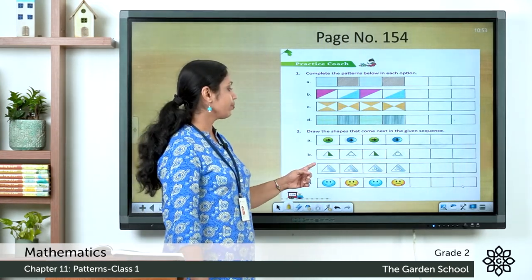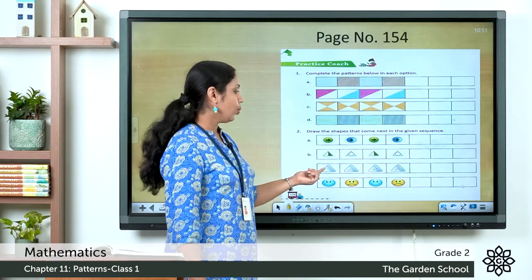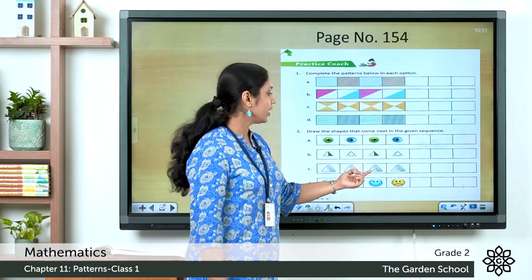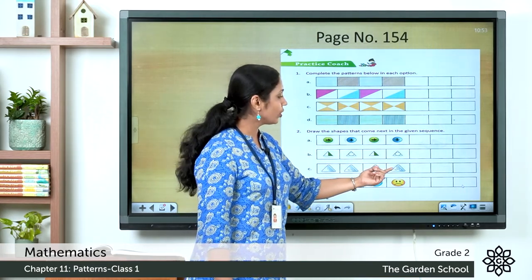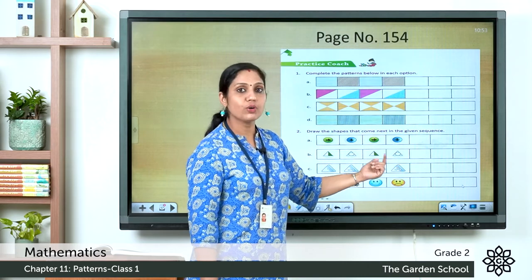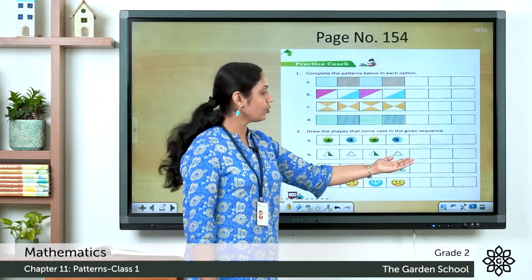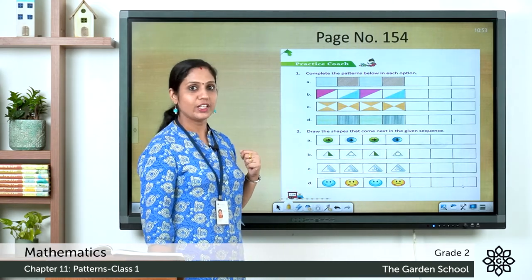Third, you can see in a triangle one circle is there. In the second picture you can see two circles. In the third you can see three circles. In the fourth you can see 1, 2, 3, 4 circles. So we can say that this is going in a growing pattern. So what will be coming next? Think and do it accordingly.